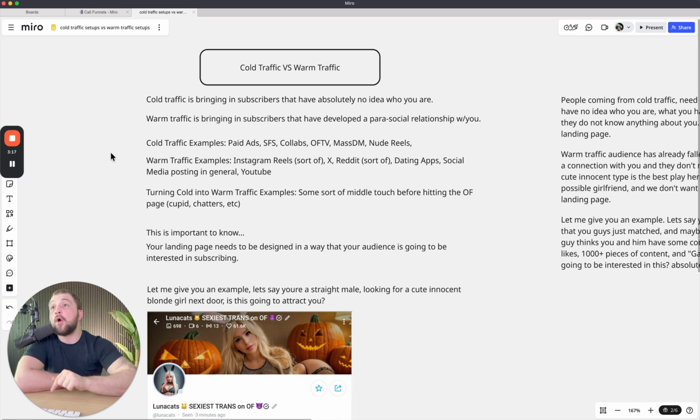Now, examples of turning cold traffic into warm traffic would be some sort of middle touch before hitting the OF page. So using Cupid AI or using some kind of chatters or some kind of middle ground before they hit the OF page. Anybody that gets any form of communication or warm up before hitting the landing page, which would be your OF page, then becomes a much warmer lead.